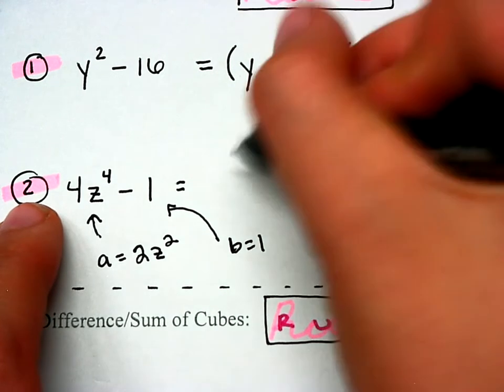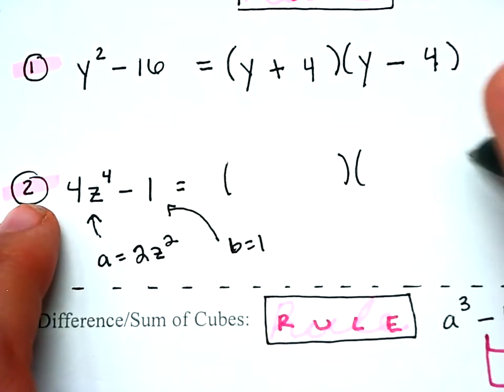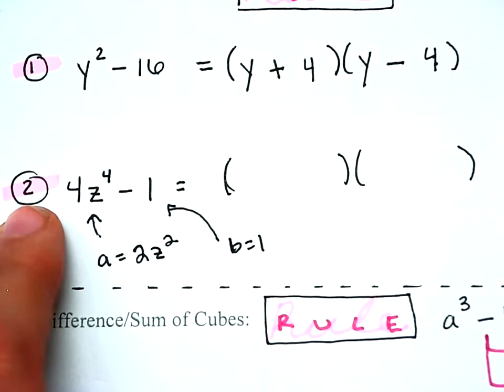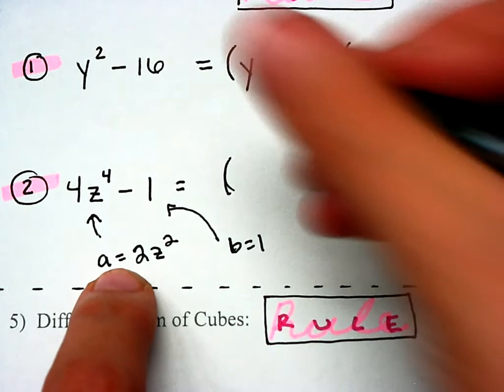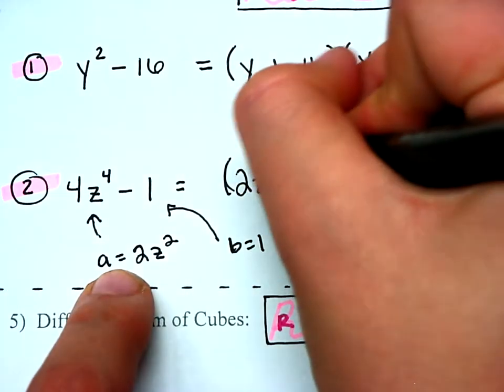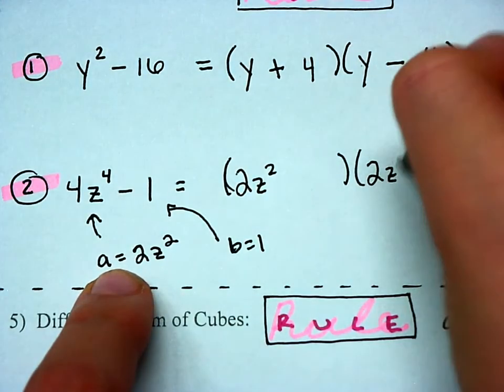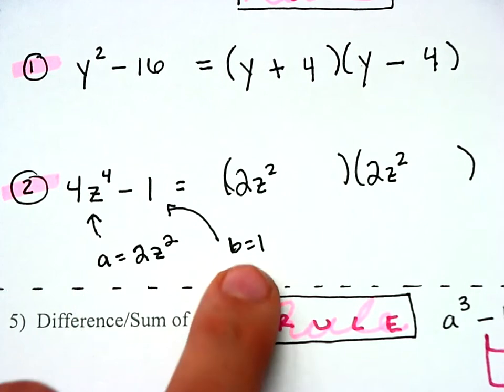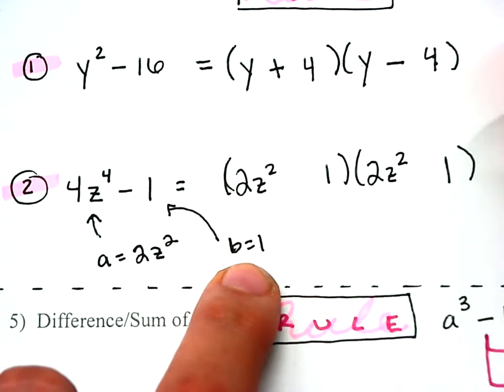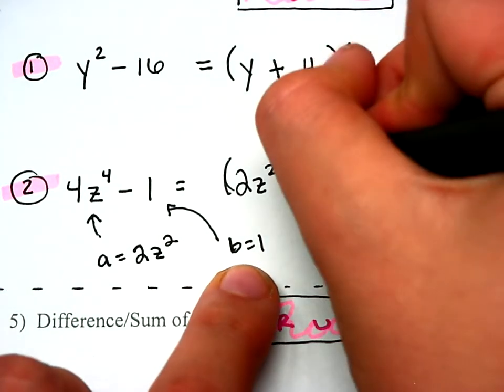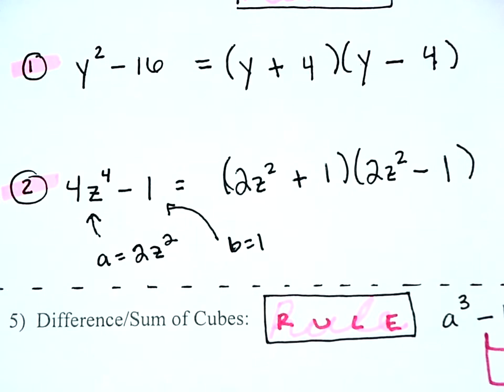We can now start to use our rule. So I'm going to write out my parentheses. I'm going to write my a term, so 2z squared, 2z squared. I'm going to write my b term, 1 and 1. And then remember, 1's going to be addition, 1's going to be subtraction.